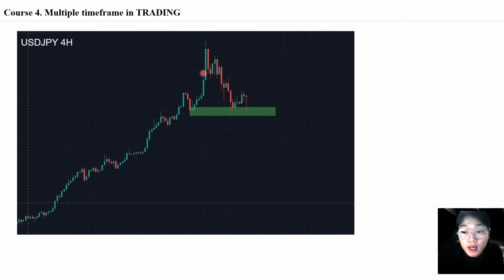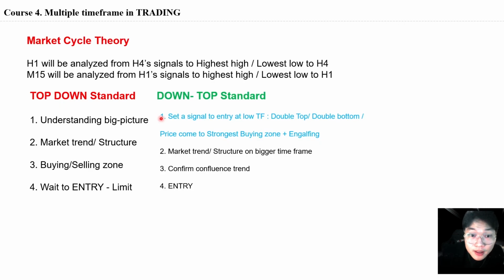And another time frame might be the daily time frame. If you choose 3 time frames, 1 hour, 4 hour, and daily, you can only combine 1 hour and 4 hours together. And that is all the steps we analyze with the top-down and down-top analysis methods, and also the market cycle theory, how to connect all time frames together in the market. And I hope it's useful to you when you apply it in trading. Thank you.